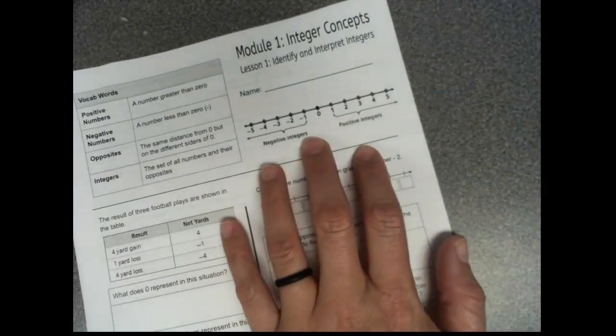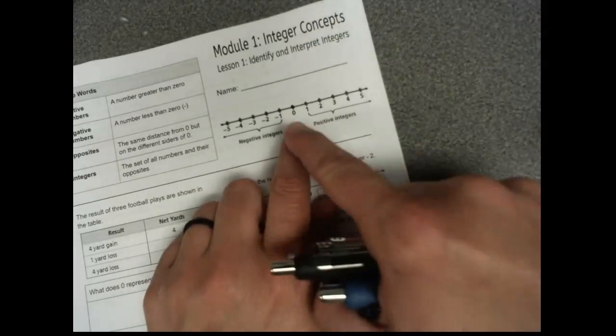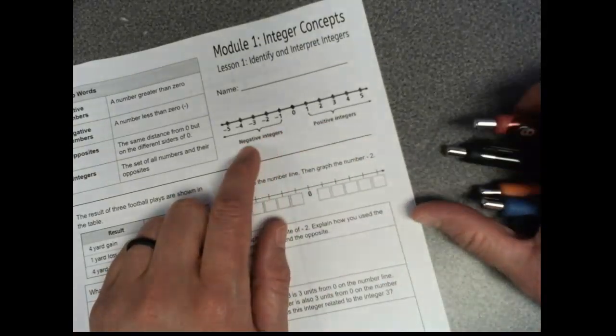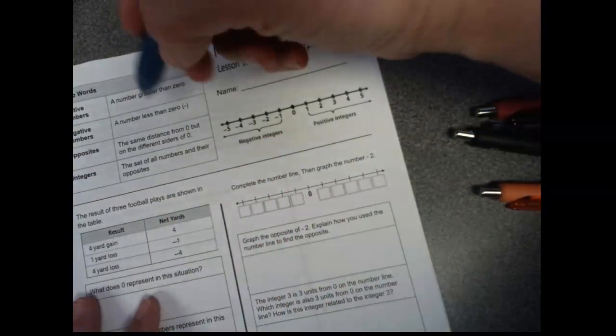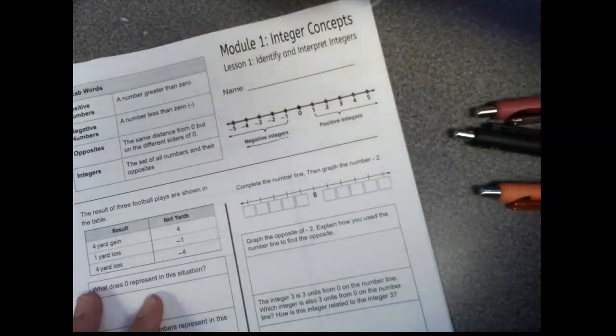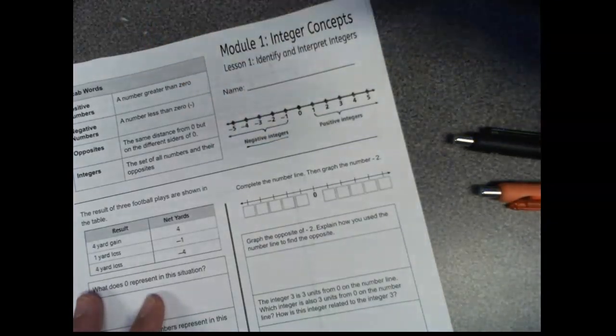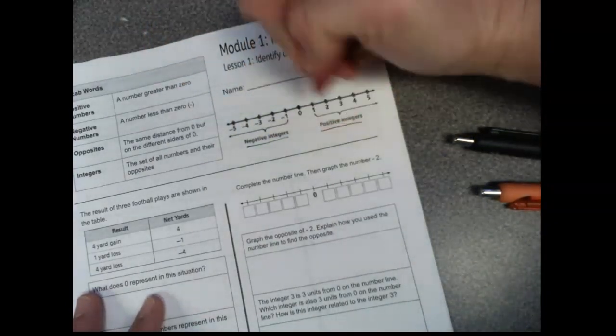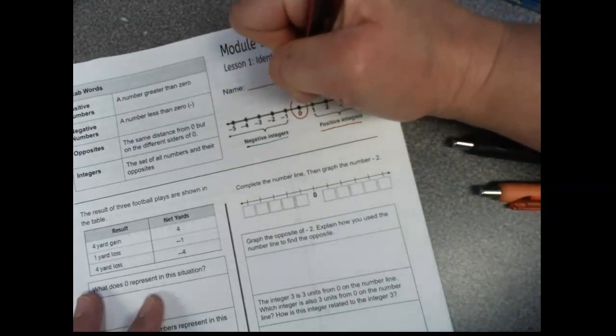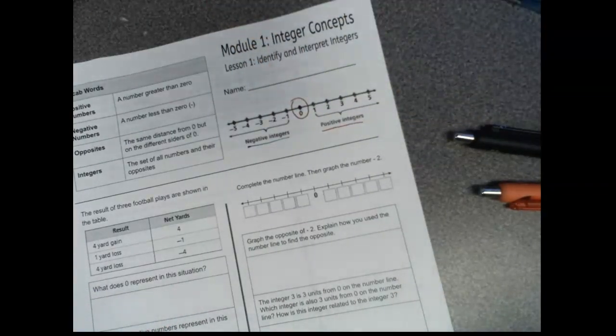So right here we have our number line. Anything on the left-hand side, which is this right here, are negative numbers. Anything on the right-hand side are positive numbers. And 0 is neither one of them. 0 just gets to hang out in the middle. It separates them.